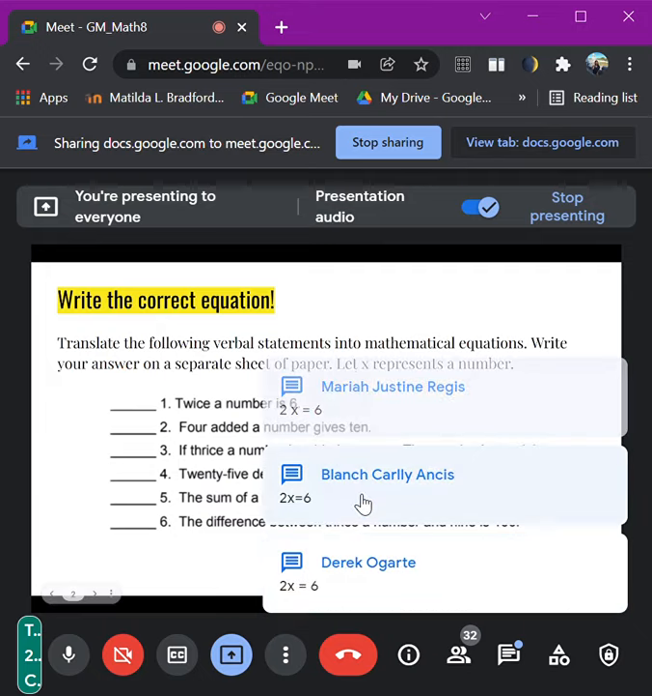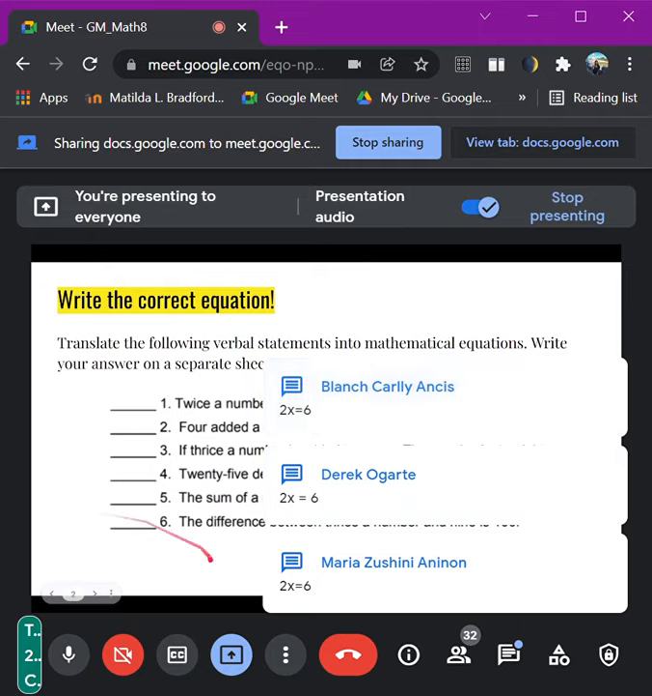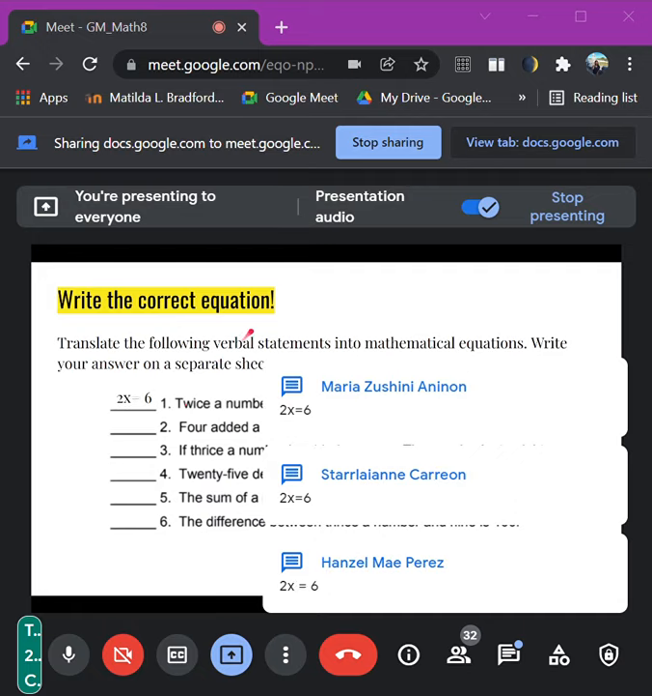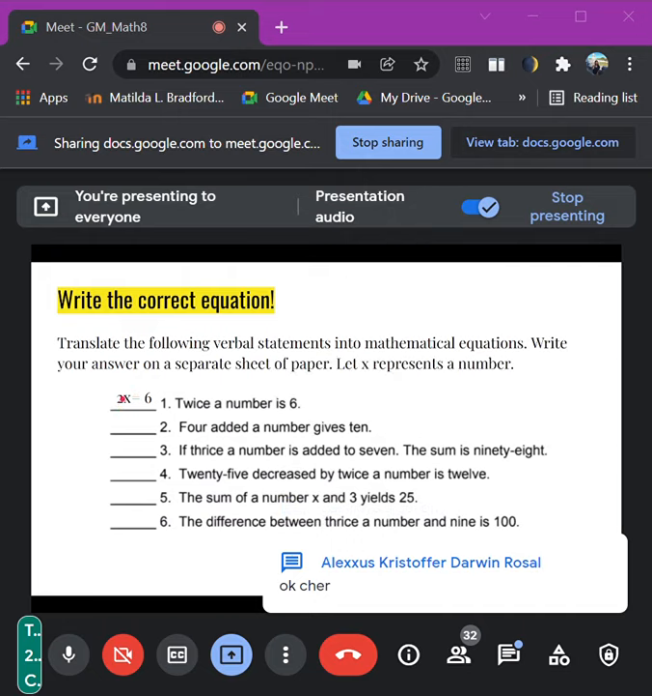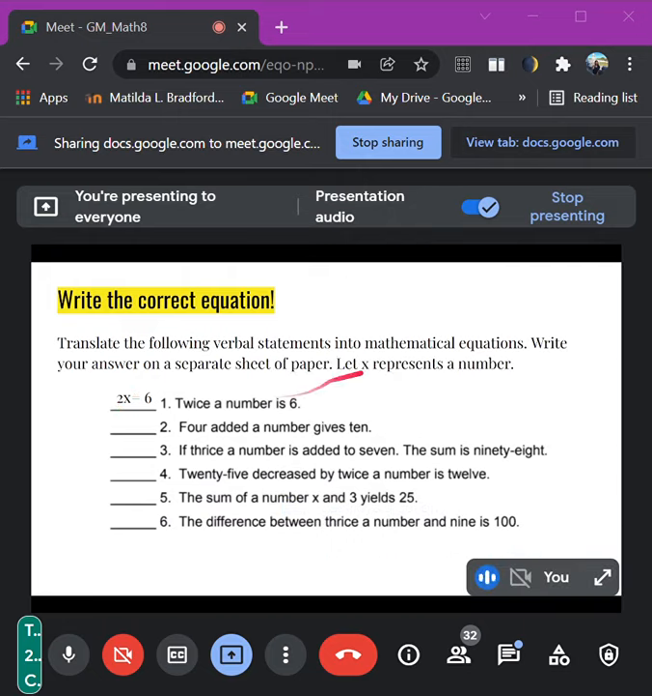Okay, you have there 2x is equals to 6. So, that is our answer class. 2x is equals to 6. We have there twice a number, meaning two times the number. Our number here is your x. So, you have there 2x. And then you see the word is, class. That is an equal symbol. So, you have there equals to 6.